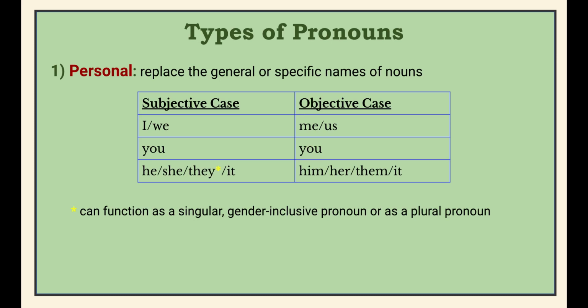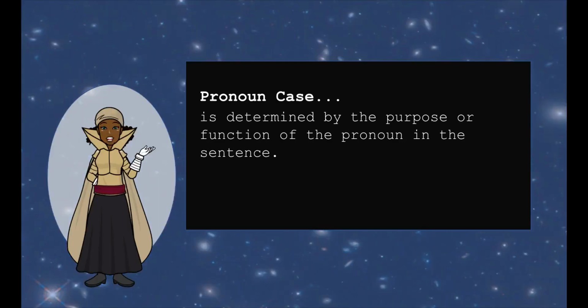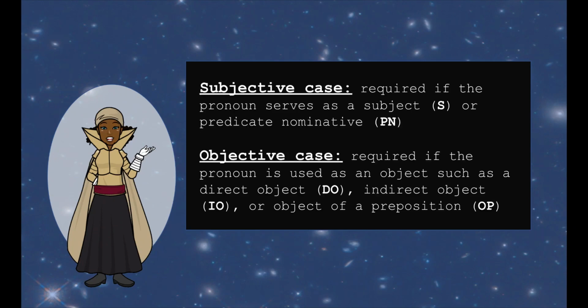I'm going to flash forward for a minute to introduce this concept of pronoun case, but we'll continue to review this idea later. Pronoun case is determined by the purpose or the function that the pronoun has to play in the sentence. So the subjective case is required if the pronoun serves as a subject or a predicate nominative that renames the subject after a be verb. The objective case is required if the pronoun is used as an object, such as a direct object, indirect object, or an object of a preposition.